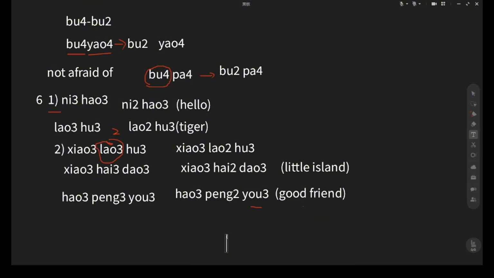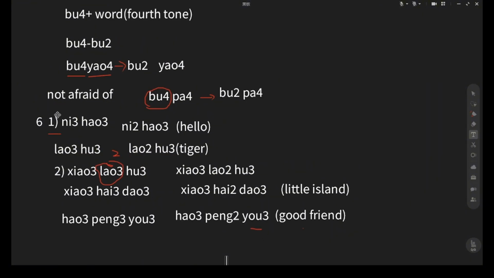So let's do a quick review, okay? If two words together are all the third tone, we change the first word to the second tone, okay? Let's see more examples. Yeah, we don't read it 本笔, we read it 本笔, second tone, okay, means chalk.